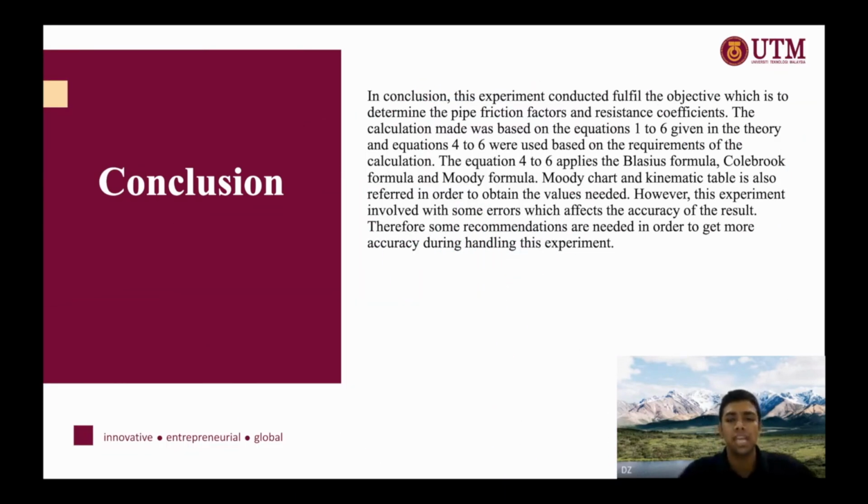So the conclusion of this experiment is that the experiment conducted fulfilled the objective, which is to determine the pipe friction factors and resistance coefficient. The calculation made was based on equations 1 to 6 given in the theory, and equations 4 to 6 were used based on the requirements of the calculation. Equations 4 to 6 apply the Blasius formula, Colebrook formula, and the Moody formula. The Moody chart and kinematic table were also referred to in order to obtain the values needed. However, this experiment involved some errors which affect the accuracy of the result. Therefore, some recommendations are needed in order to get more accuracy when handling this experiment.